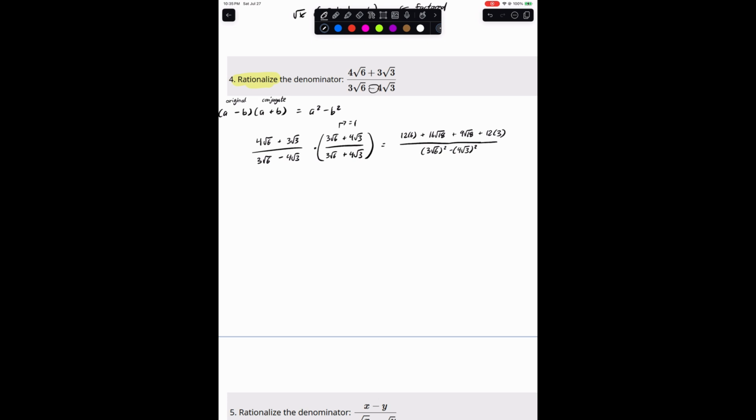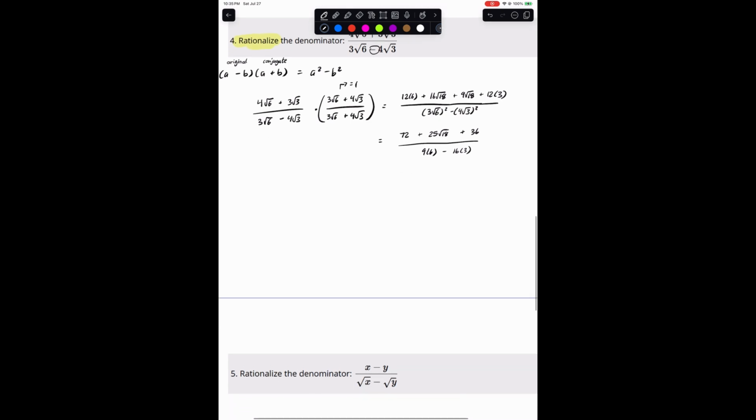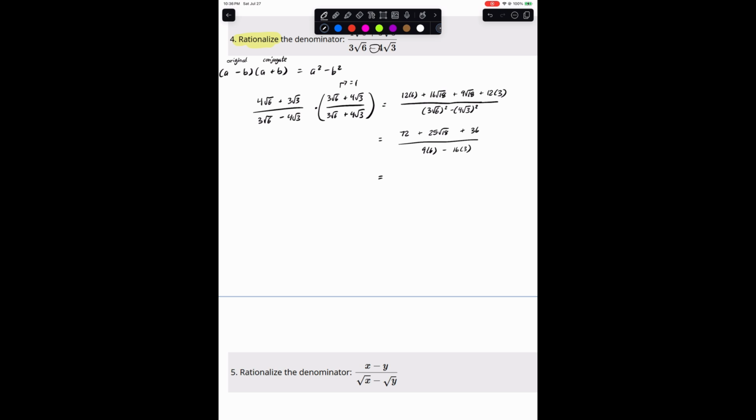We can continue simplifying this. So we get 72, right? Plus 25 root 18 plus 36 over, so it is 3 times, not 3 times, 9 times 6, right? 3 squared is 9, root 6 squared is 6, minus 16 times 3, 4 squared is 16, root 3 squared is 3. Keep simplifying. 108 plus 25.